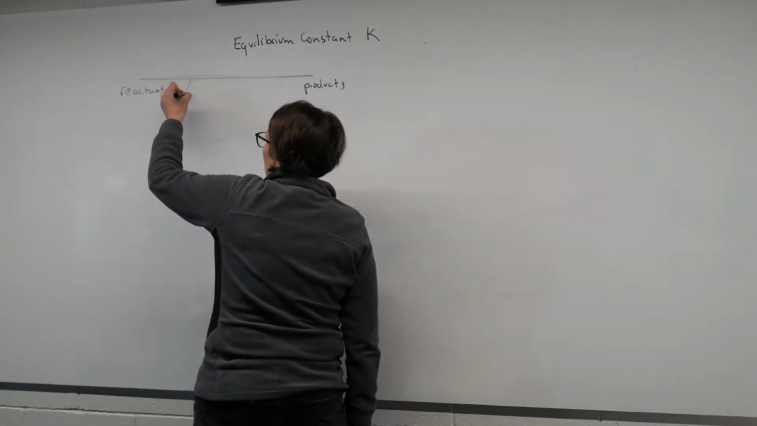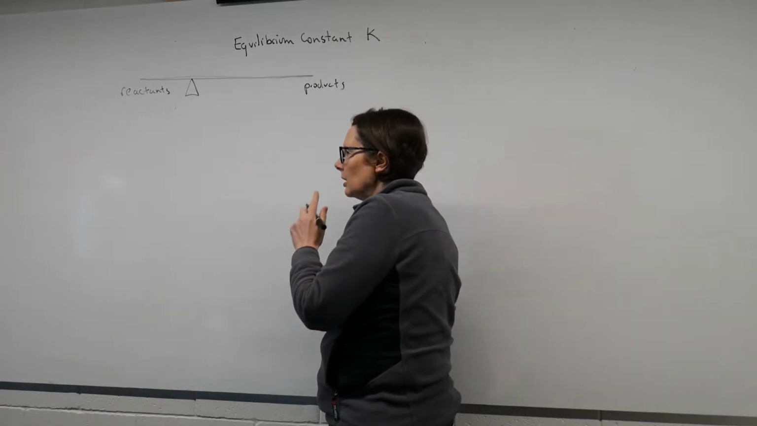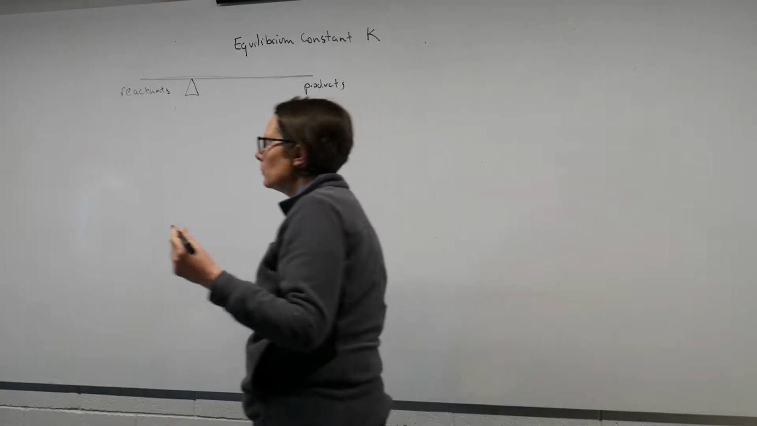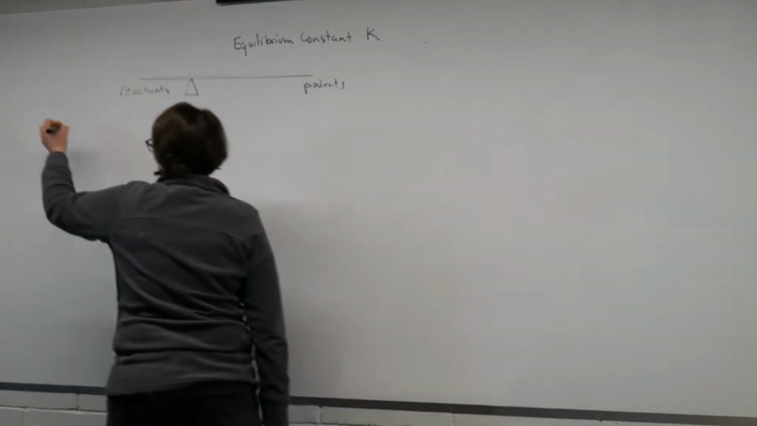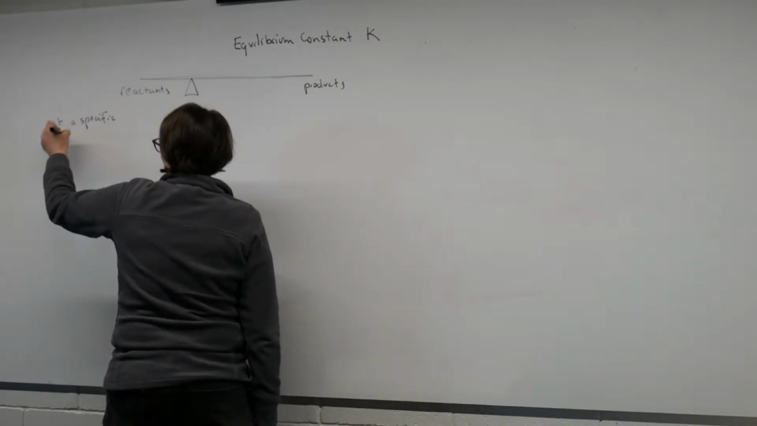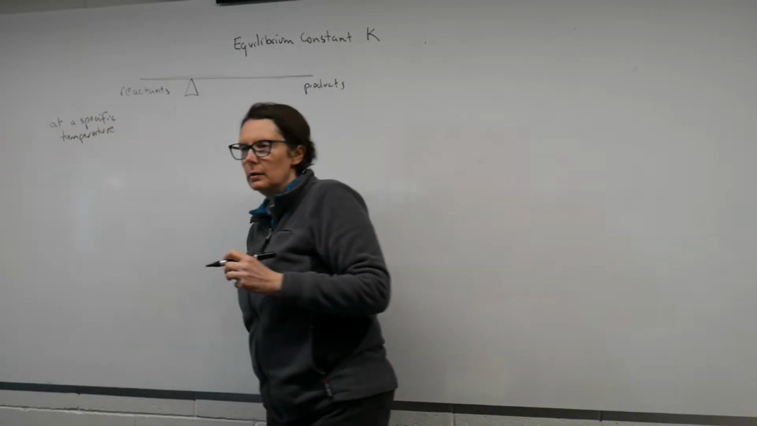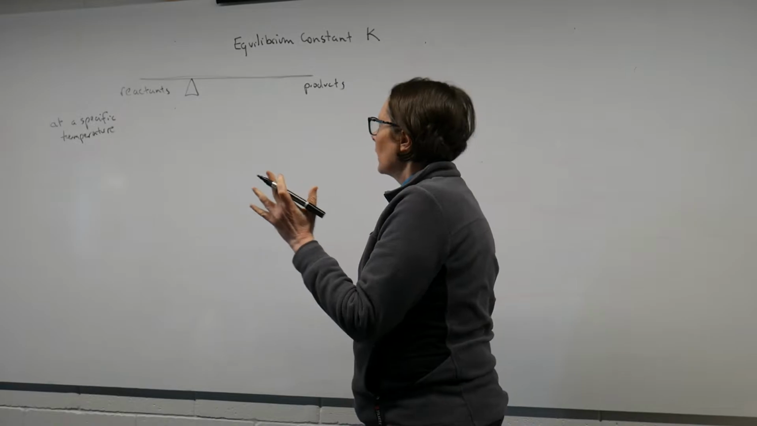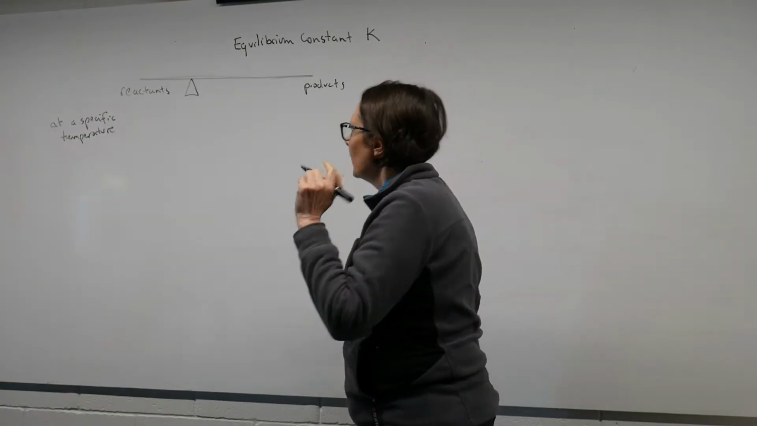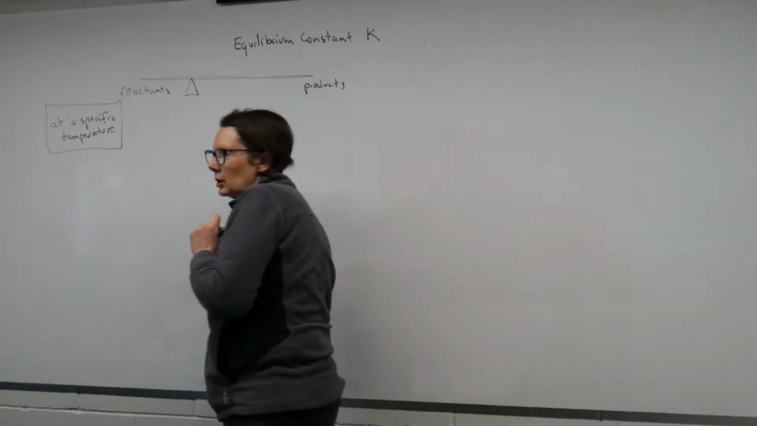So, where is my balance point for this particular temperature? Our equilibrium constant is only for a specific temperature. We are able to move the position of K if we change the temperature. That is the only way we can change the position.